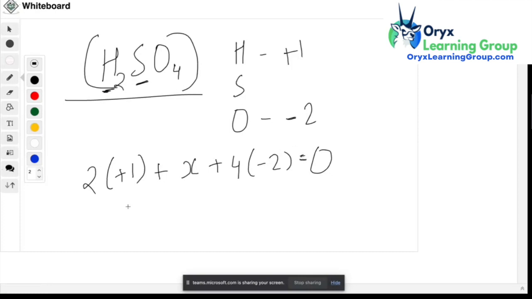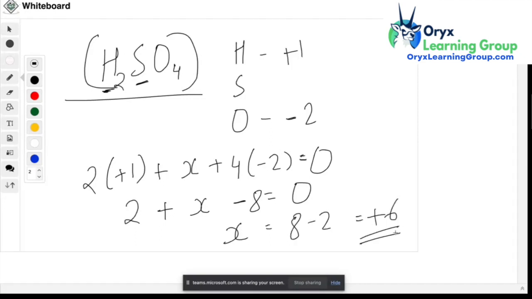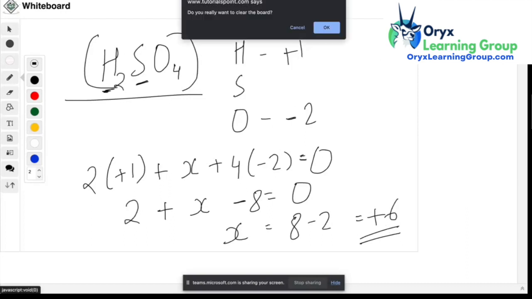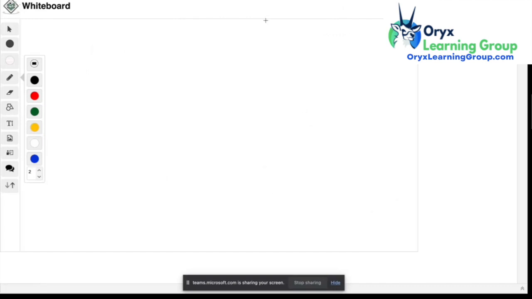Now it becomes very simple. You just have to do the calculation. So it will be 2 plus X minus 8 is equal to 0. So what will be X? +6. Correct. Very good. So 8 minus 2 is equal to +6. Is everyone clear? How do you get the answer for this one? Okay, let's go to the next one.